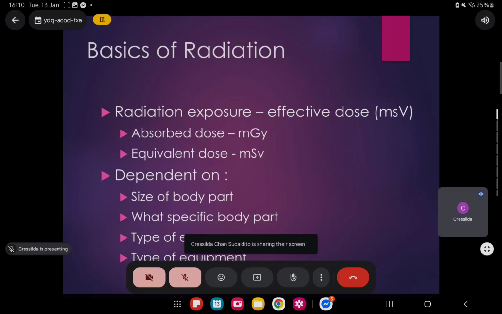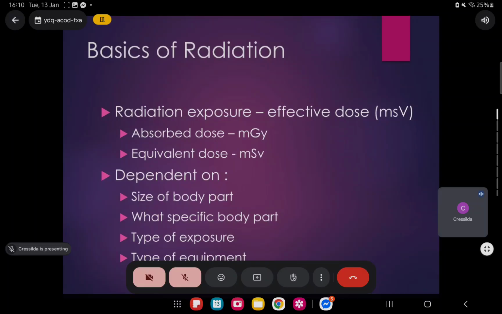There are different types of radiation, but I won't go into detail. Each type of radiation is assigned a risk factor. We call this the radiation weighting factor. So the absorbed dose is multiplied by what kind of radiation you're exposed to and its radiation weighting factor. This is where you get the equivalent dose, whose unit is mSv, or millisievert.